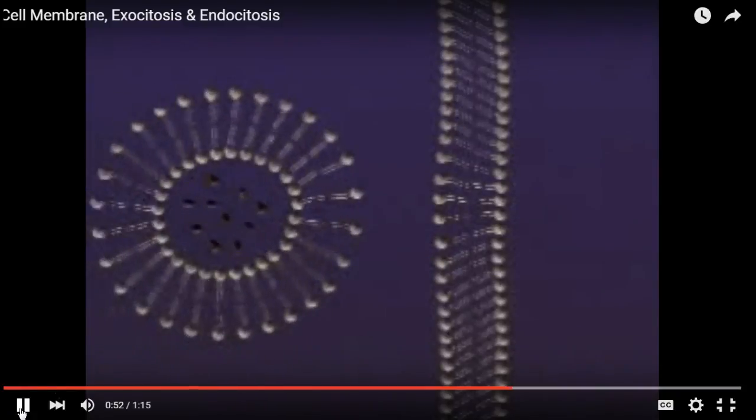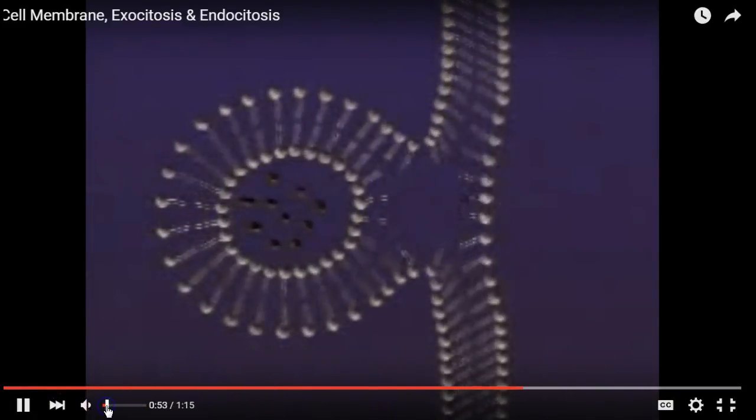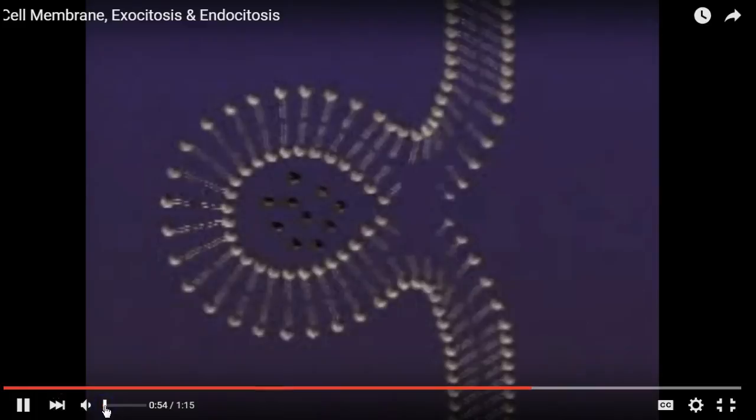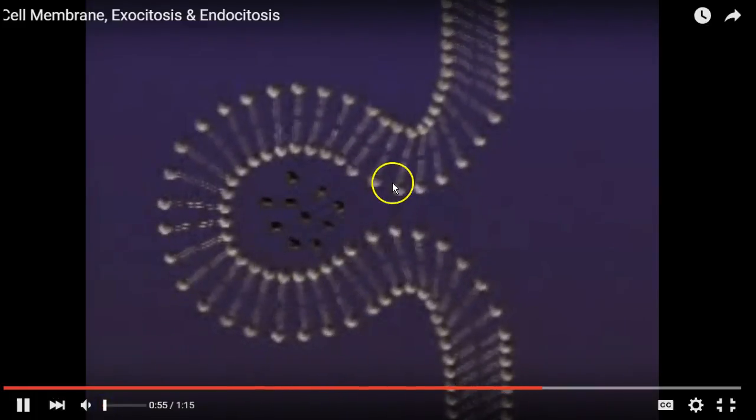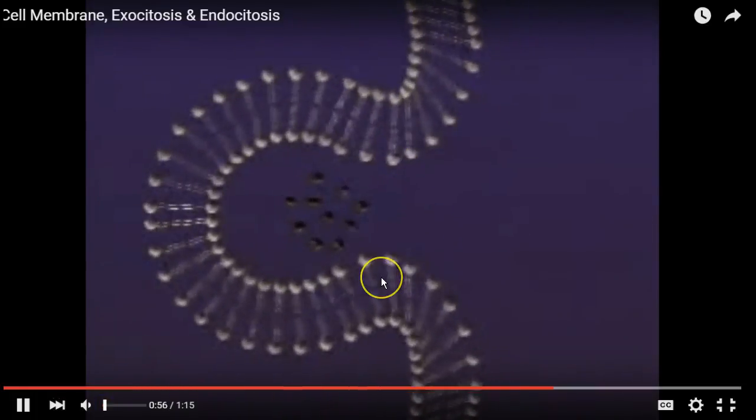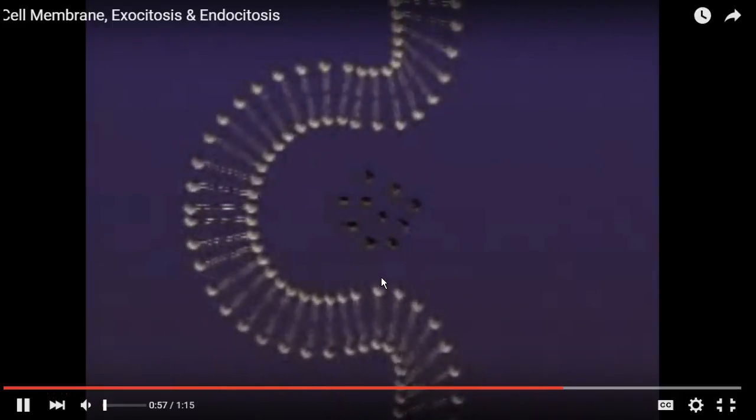Contents leave the cell without actually crossing the plasma membrane. So here you can see how the phospholipid bilayer reorganizes itself to let materials out of the cell.